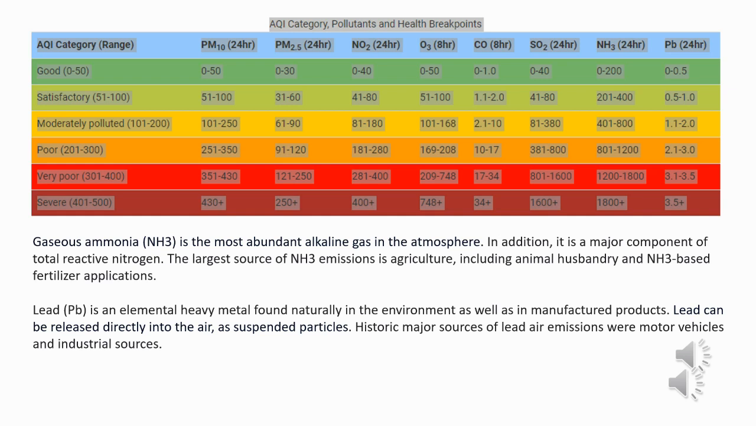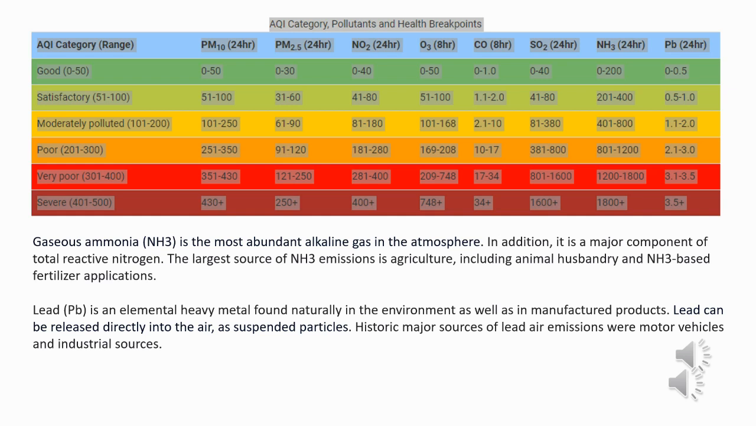Then comes ammonia, or NH3, the most abundant alkaline gas in the atmosphere. In addition, it is a major component of total reactive nitrogen. The largest source of ammonia emission is agriculture, including animal husbandry and NH3-based fertilizer application.